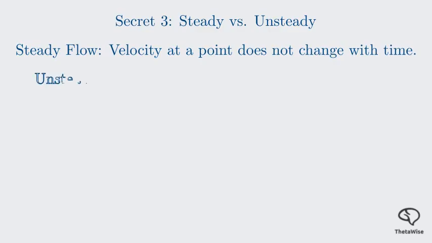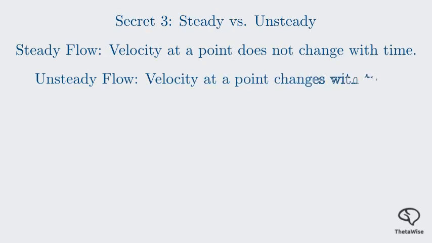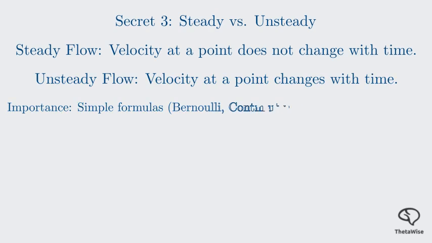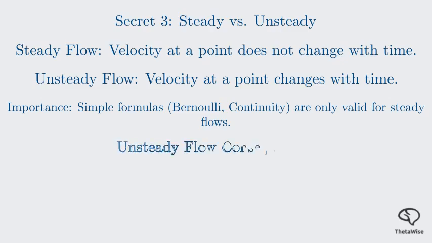An unsteady flow is the opposite. The velocity at a point changes with time. A gust of wind, a beating heart, or the waves on a beach are all unsteady. Why is this distinction so important? Because almost all the simple formulas we learn, like Bernoulli's equation and the continuity equation, are only valid for steady flows. In an unsteady flow, we need to consider acceleration.